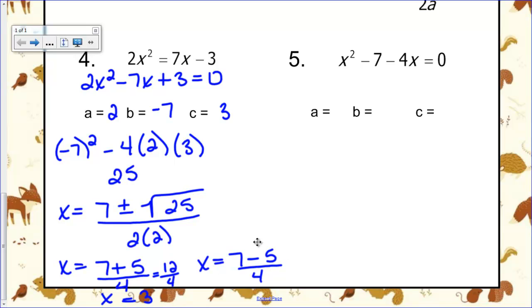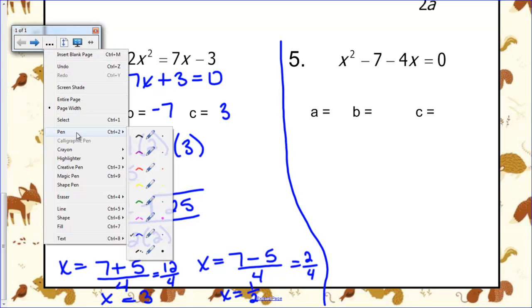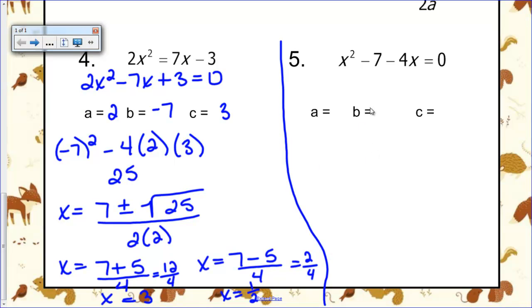Now for this one, 7 minus 5 is 2. And 2 divided by 4 gives me a fraction, and I end up with x equals 1/2. So my two solutions for this problem are going to be 3 and 1/2, and I just used the quadratic formula. So let's do the next problem over here. Change colors. We're going to do this again.